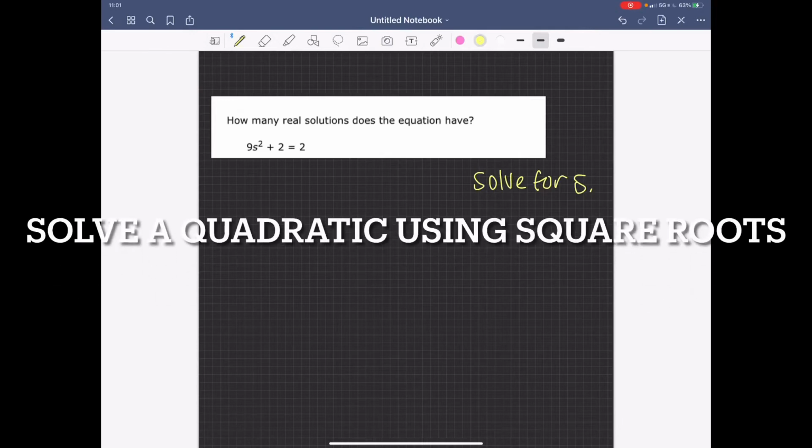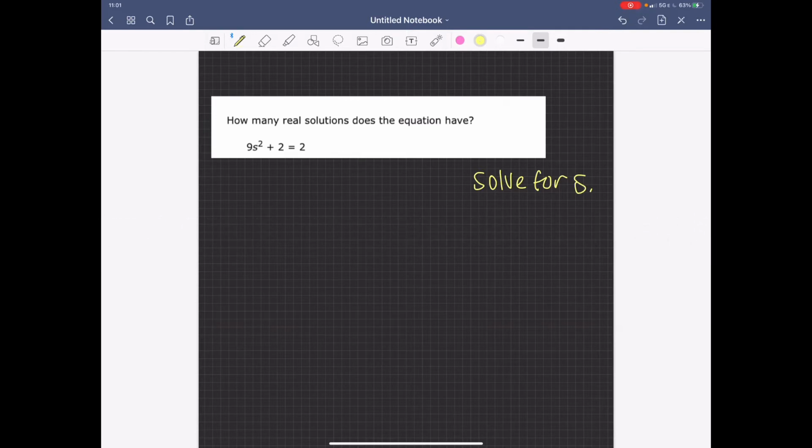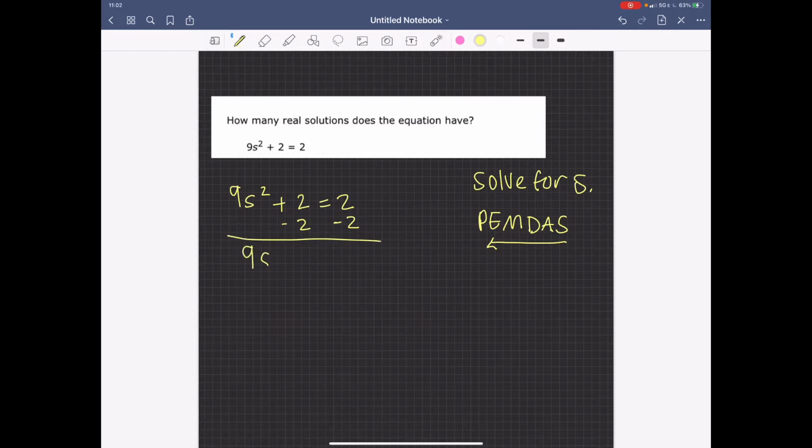So in this case, we're going to solve for s, and I have 9s squared plus 2 equals 2. When we're using PEMDAS to solve for a variable, instead of moving forward, we're going to move backward. So I have 9s squared plus 2 equals 2. I'm going to subtract 2 from both sides. So I had a positive 2, so I'm left with 9s squared equals 0.